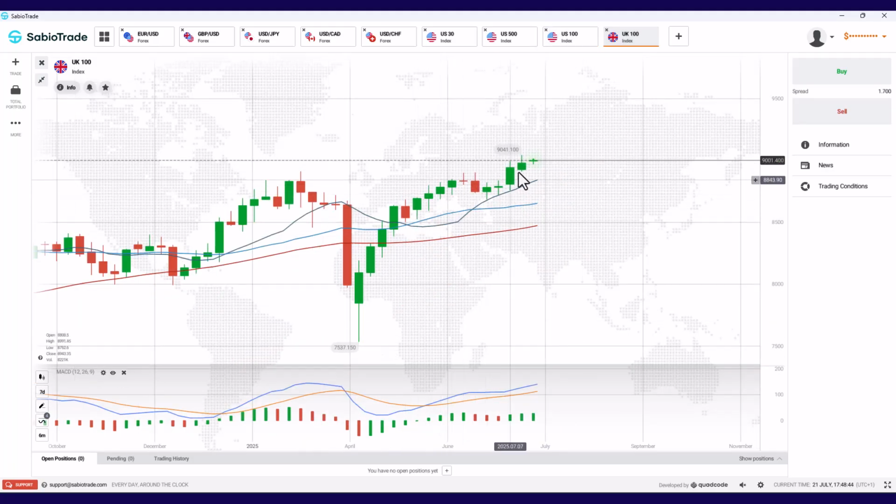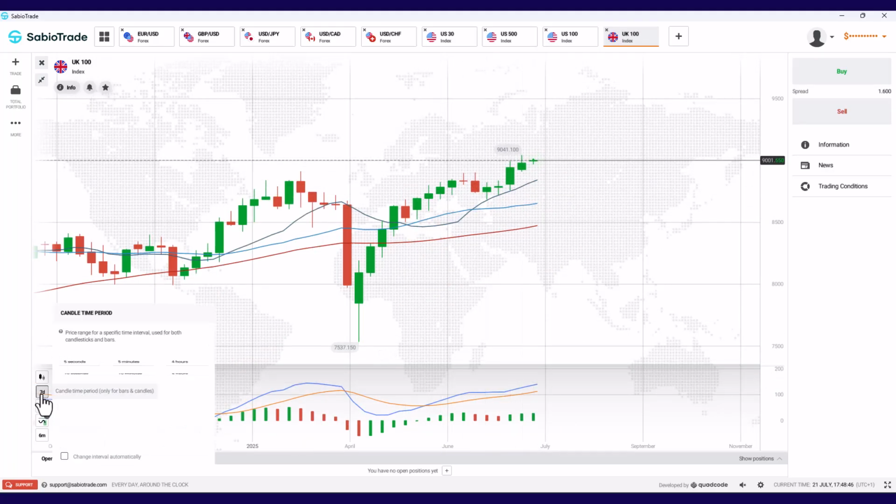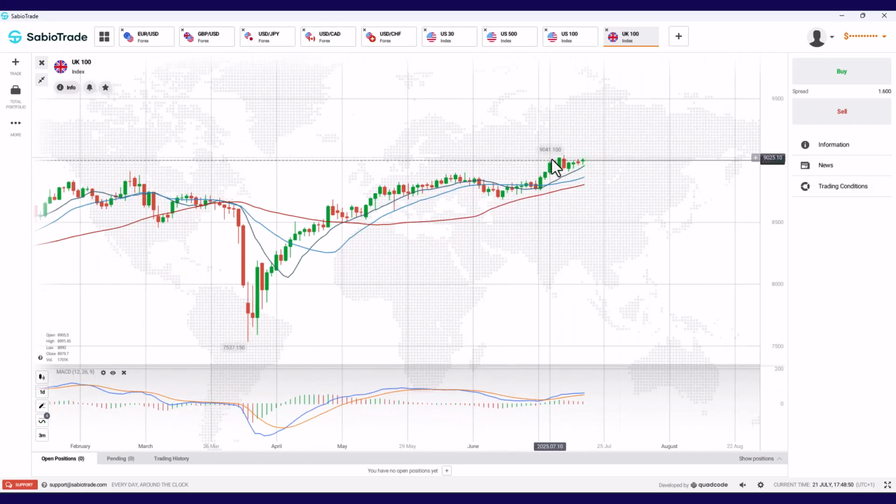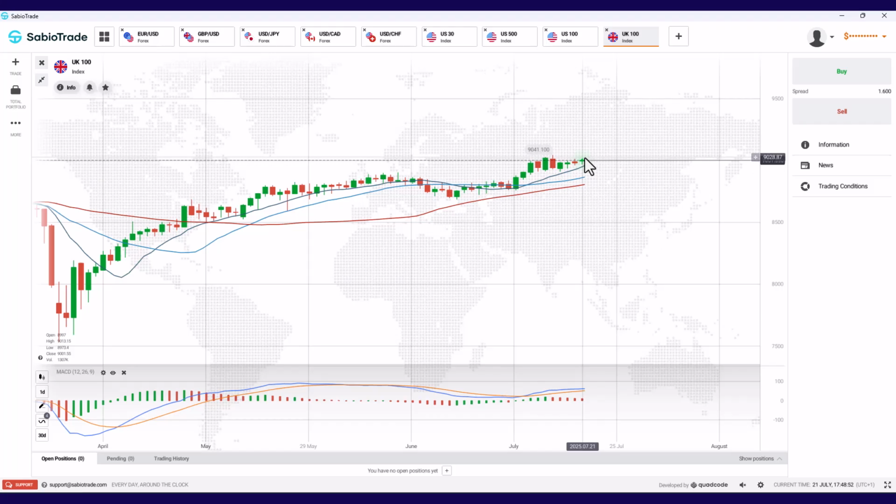Really nice pullback, continuing to push higher. Let's just check that it is indeed the daily. And again, on the daily here, we're continuing. We've just had a very nice pullback. Again, small candles pushing high. These are signs of a healthy trend, ladies and gentlemen.